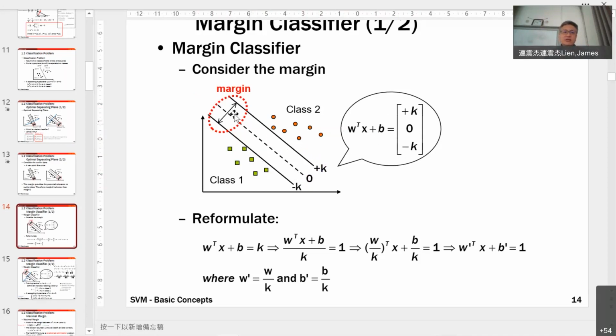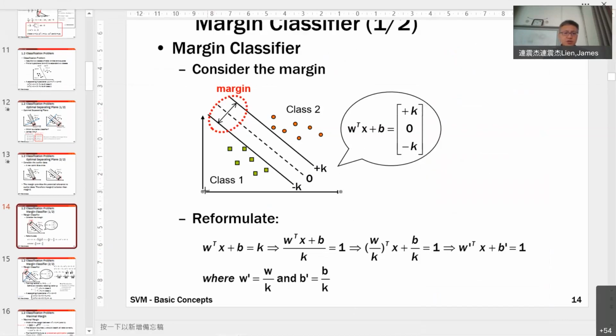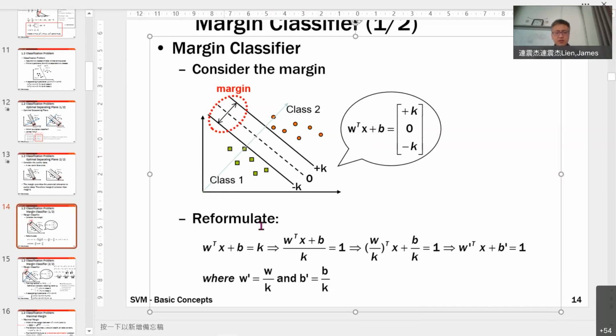b is the term that equals 0 for the middle line. k is the margin. k is actually also a translation, a constant term. If we do that, we still have a normal direction here. One line is at 0, the others at k and minus k. So the equation for both plus k and minus k becomes like this.